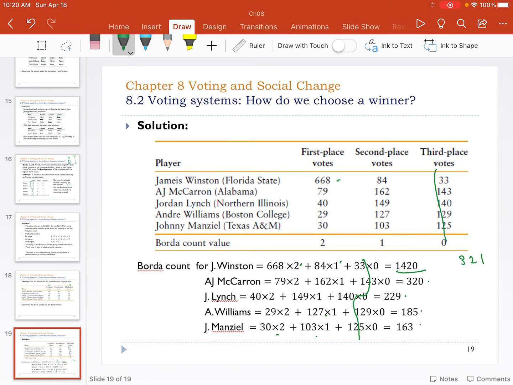Manziel got 30 first place votes, 103 second place votes, even 125 third place votes. 163 is good enough for fifth. So Winston is the winner. This one did not seem to be all that close. And if you care to look at the book, I don't have that available.